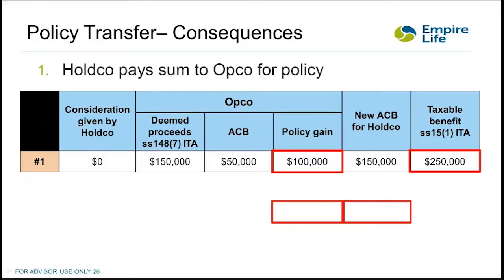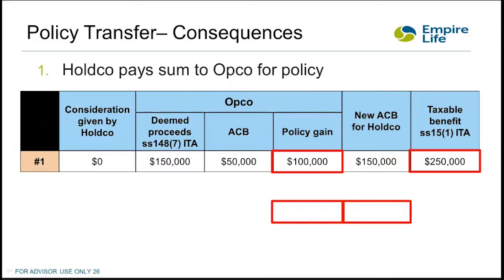Let's come back to our example. In this slide, we want to look at the consequences that will result when different amounts are paid by the shareholder, holdco, to acquire the life insurance policy. In the first situation, no consideration is given by holdco. This looks very much like what we saw with the individual transfers.